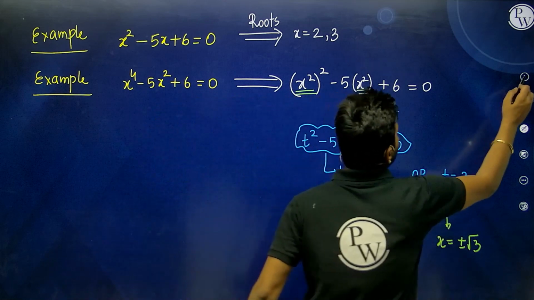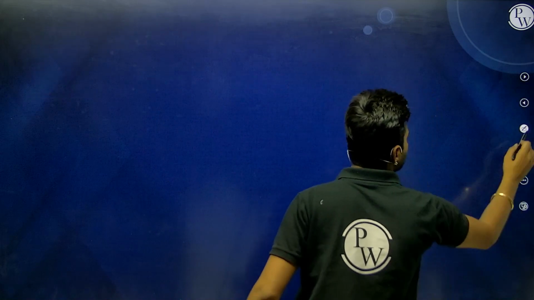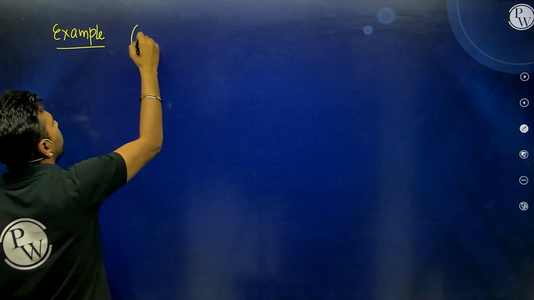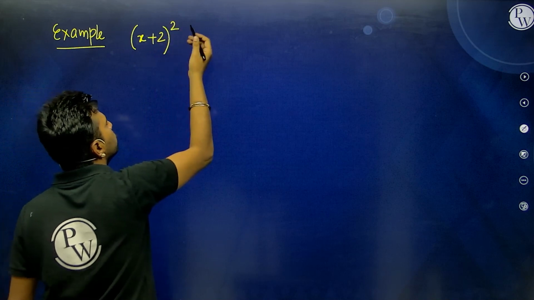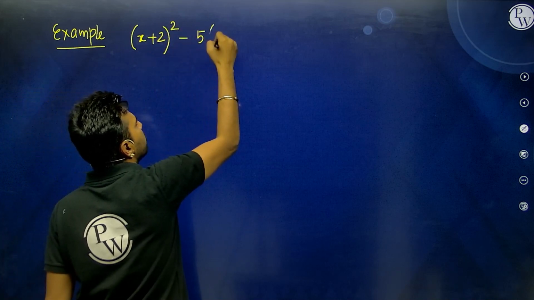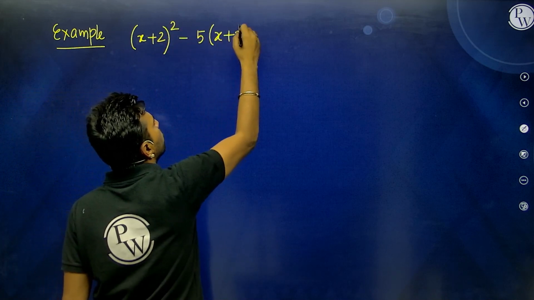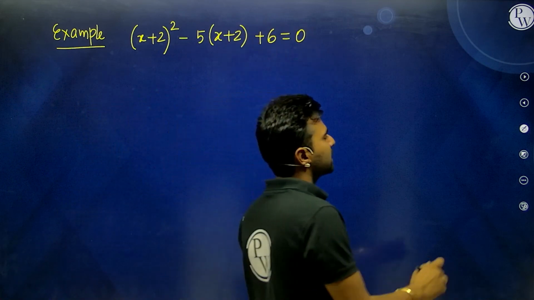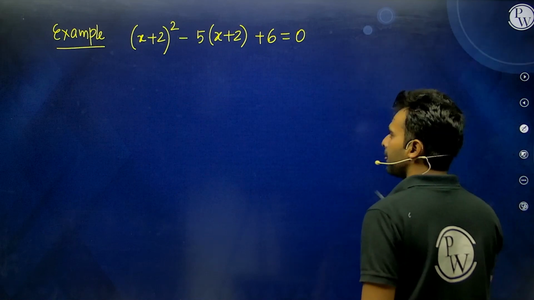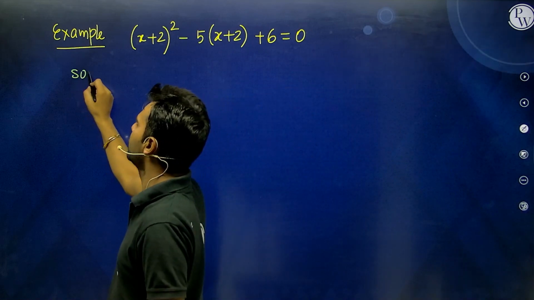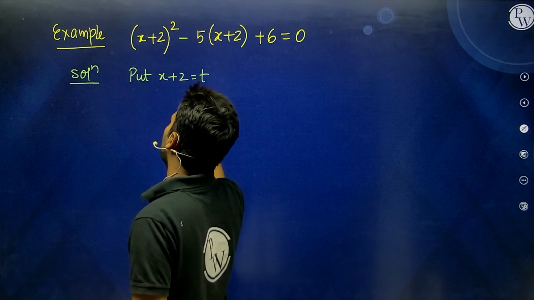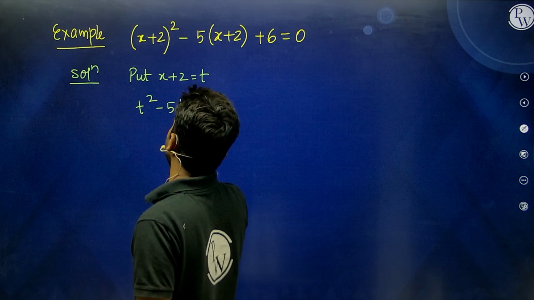Okay. If a problem is given to you like this, let's say, x plus 2 to the power 2 minus 5 times x plus 2 plus 6 is equal to 0. Again, you can see over here, sir, x plus 2 is coming multiple times. So what we do is put x plus 2 equal to t. And the problem becomes t square minus 5t plus 6 is equal to 0.